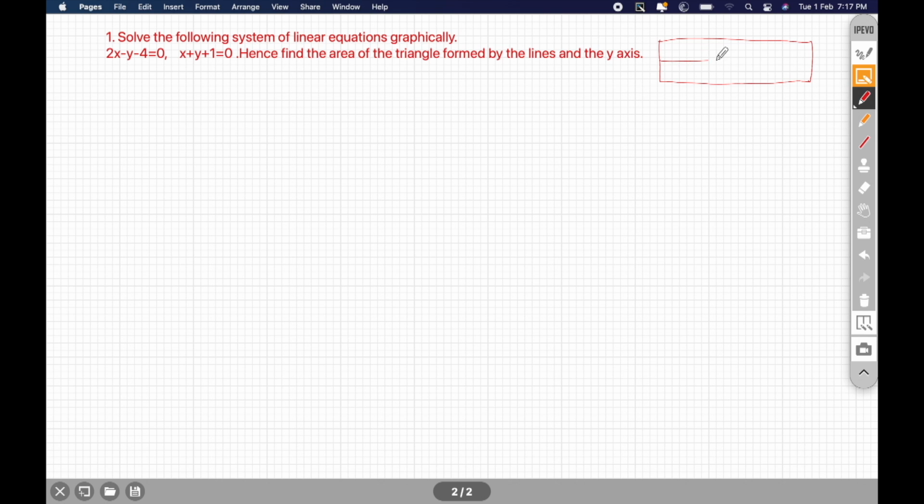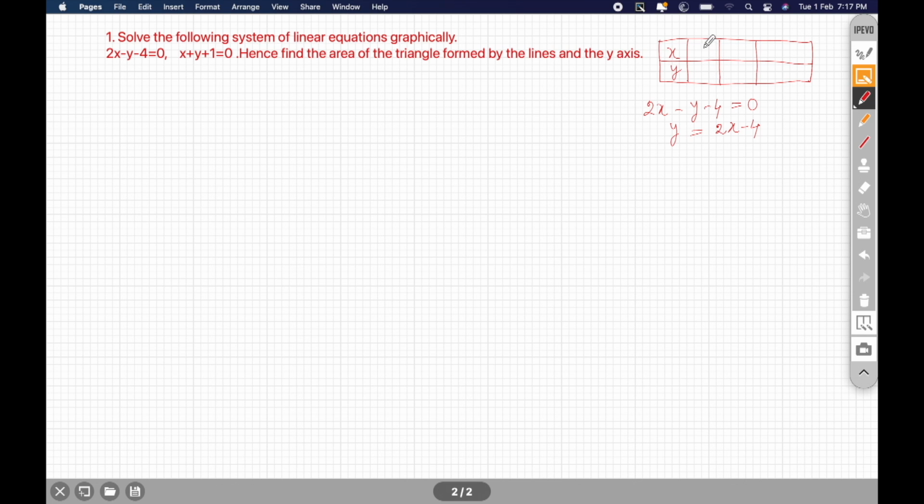So we have to prepare a table first, and here we are making columns for three values of x and y. Let us choose the first equation, 2x minus y minus 4 equals to 0. Let us make y the subject here. So it is 2x minus 4 equal to y. We have to choose value of x in such a way that we get a value of y, and preferably a whole number for both x and y to be taken, so that plotting of the points becomes easy.